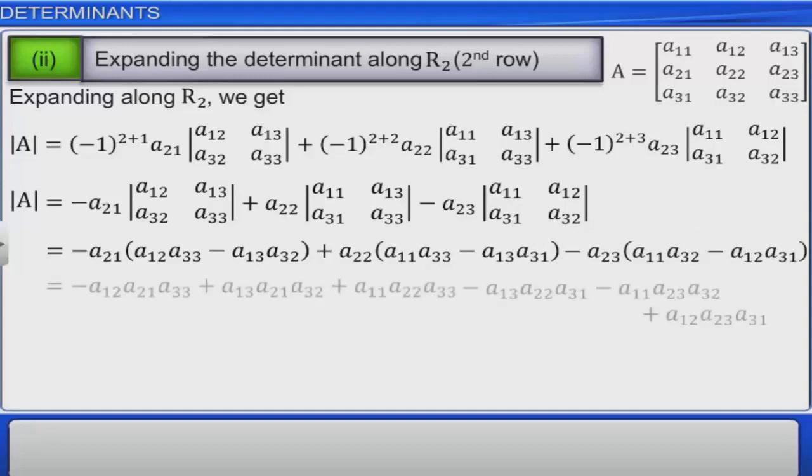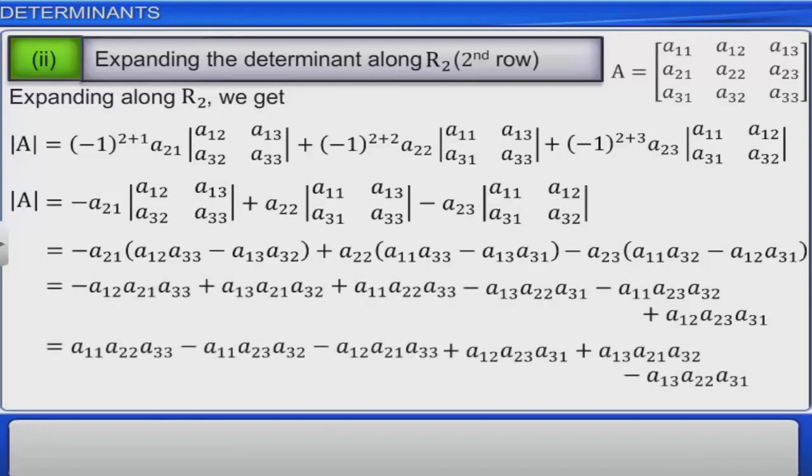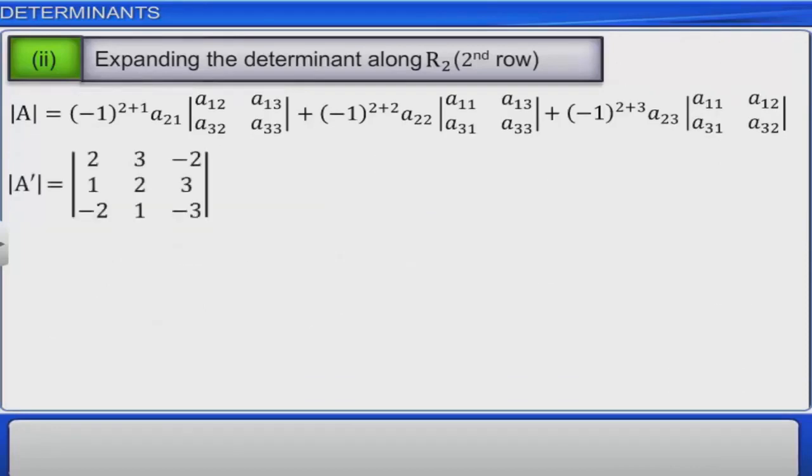Let us now find determinant of A' again by expanding it along the second row to understand the concept better. The first entry in the second row is 1. Multiplying it with minus 1 raised to the power of 2 plus 1, where 2 plus 1 is the sum of the suffixes of A21, which is the position of this entry in the matrix, and then by the second order determinant obtained by deleting the elements of the second row and the first column of the determinant.